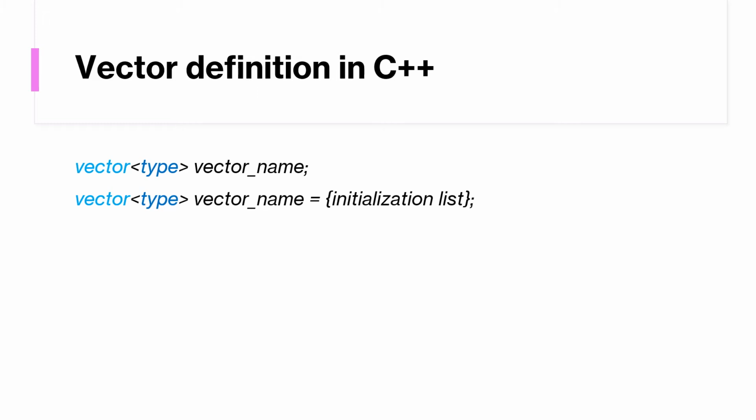Then we give the vector a name, and if we want it to be initialized as an empty vector, we simply put a semicolon. If we want it to be initialized with a list of values, we put that list of values inside curly braces as what's called an initialization list.